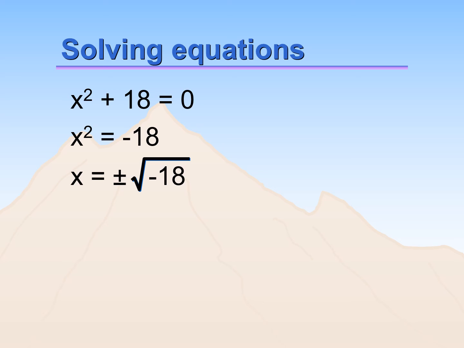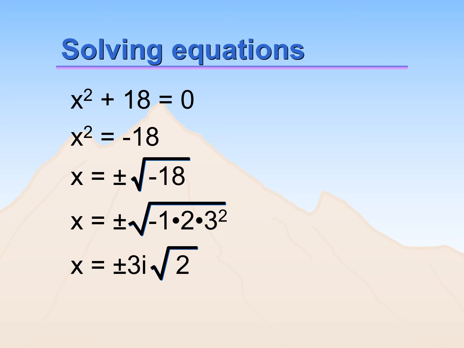which will become i. And then we also have 2 times 3 squared. So when we take the square root of negative 1 it became the i, the 2 stayed inside, and the square root of 3 squared became 3. And because we took the square root of both sides to solve for x, we'll do plus or minus.